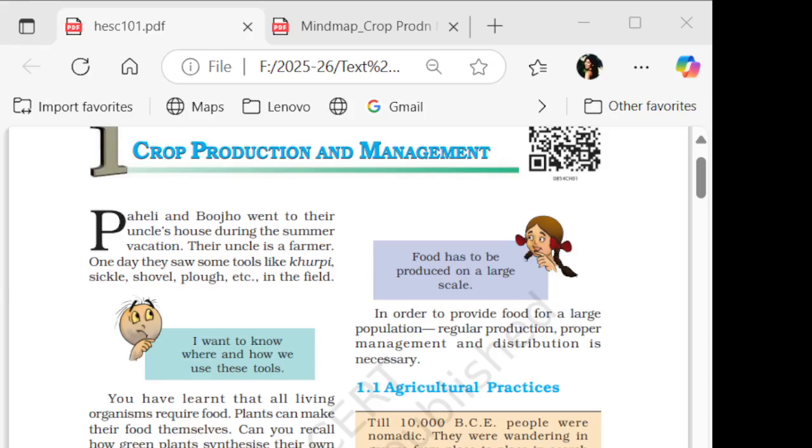Hello children. In class 8 science NCERT textbook, the first chapter is crop production and management. The very first question that may come into your mind is, why should we learn about crop production and management? Why should we learn about it? Think about our country. We have so many people living in our country, and our country should be independent.